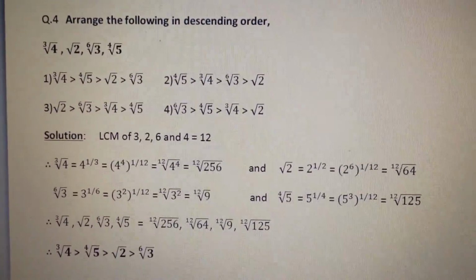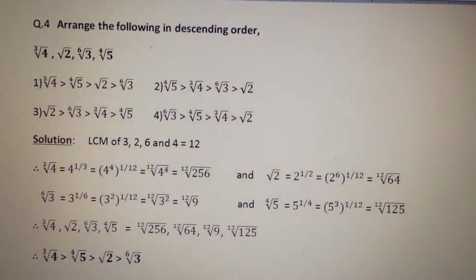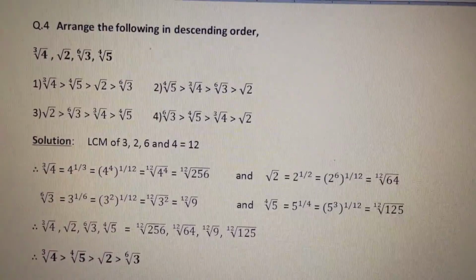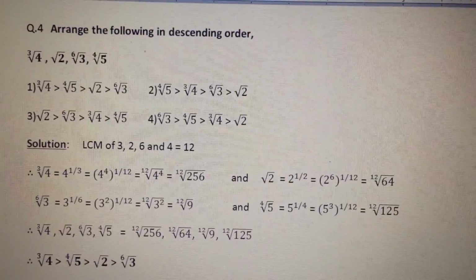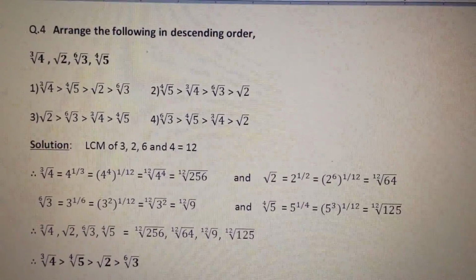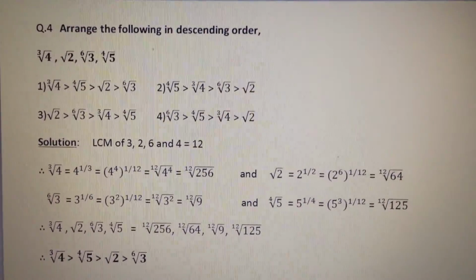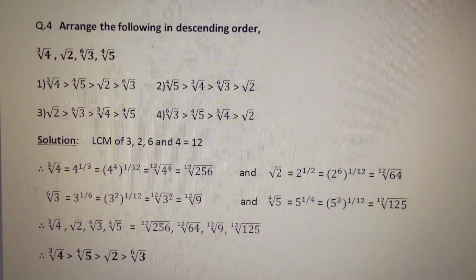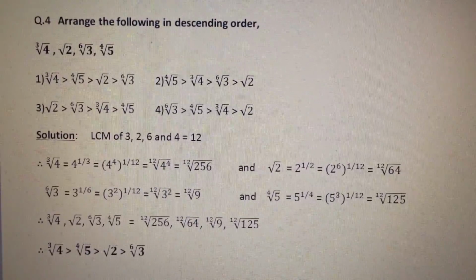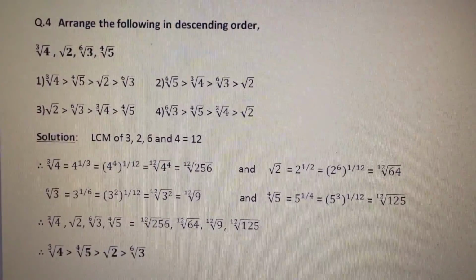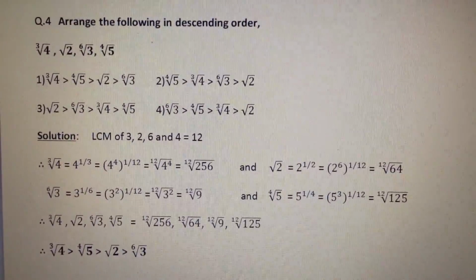Similarly, 6th root of 3 is equal to 3 power 1 by 6, which can be written as 3 square whole power 1 by 12, which is nothing but 12th root of 9. Similarly, 4th root of 5 is equal to 5 power 1 by 4, which is equal to 5 cube whole power 1 by 12, which is equal to 12th root of 125. Now as the powers are equal, we can compare the bases. So on comparing, we get cube root of 4 is greater than 4th root of 5 is greater than square root of 2 is greater than 6th root of 3.